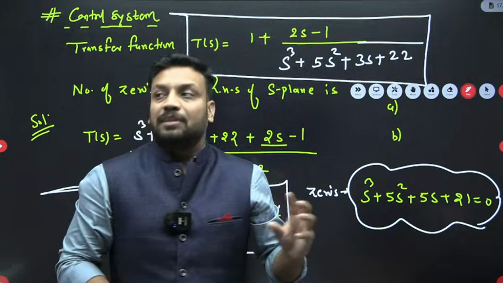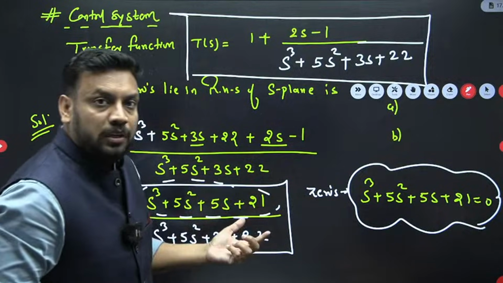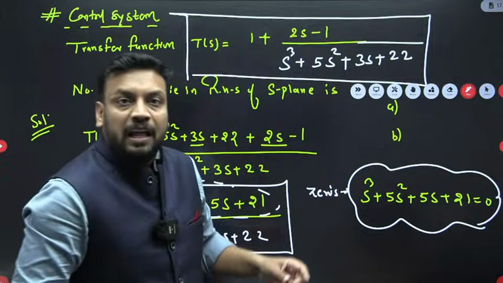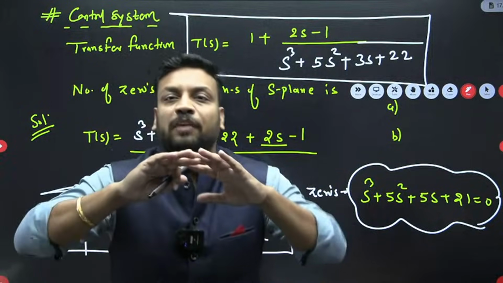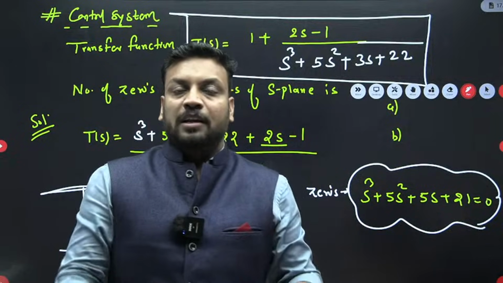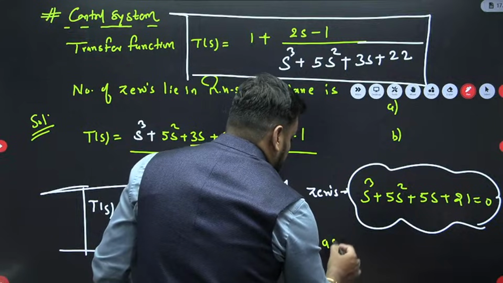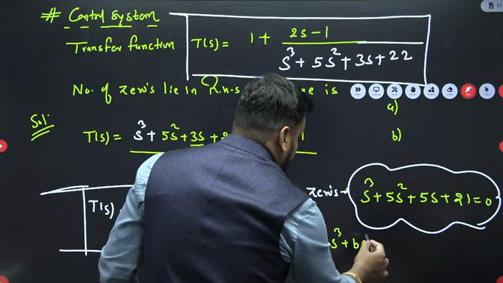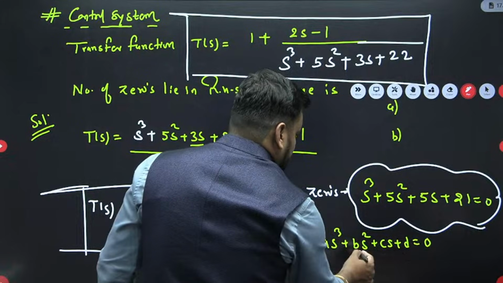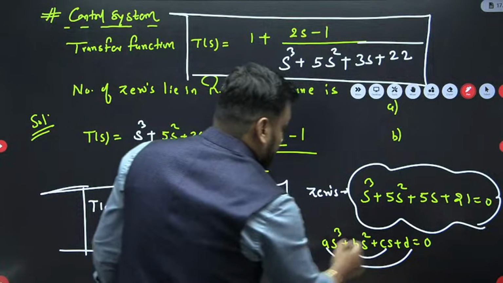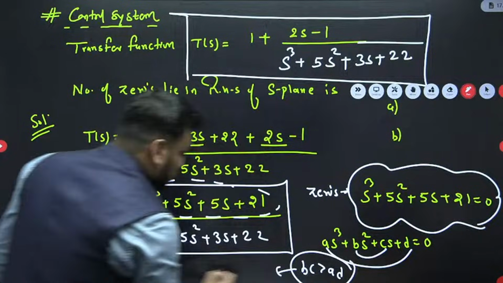But right now the examiner is not asking for the stability or the pole location, but asking for the zeros. So, as I told you guys, the highest power is cube. Again a short trick: if the highest power is cube, then there is no need to construct the Routh table. You can save your time because we have one more standard form, that is as cube plus bs square plus cs plus d equal to 0. Then you can directly write bc should be greater than ad. It means if bc is greater than ad, then all roots lie in LHS.